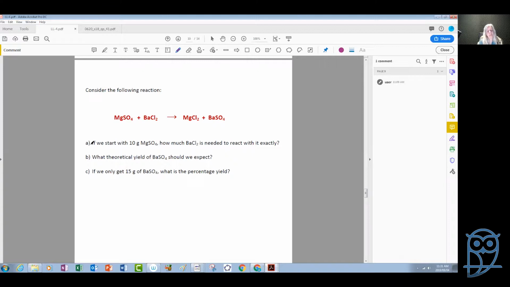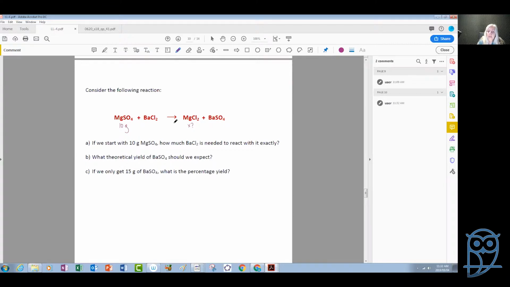The first part says, if we start with 10 grams of magnesium sulfate, so we have 10 grams of this. If we start with 10 grams of magnesium sulfate, how much barium chloride is needed to react with it exactly? Okay, so this is the type of reaction we've seen, the type of work that we've seen last week.